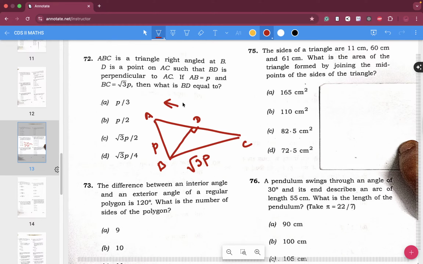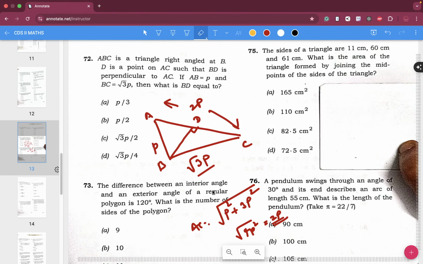What is the value of AC? AC value is root under P square plus 3P square, which means root under 4P square, which means 2P. So AC value is 2P. Now if BD is perpendicular, essentially this triangle is similar to this triangle, and both of these triangles are also similar to the bigger triangle ABC.